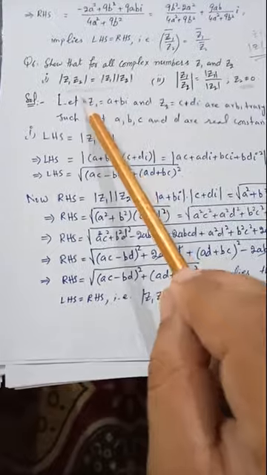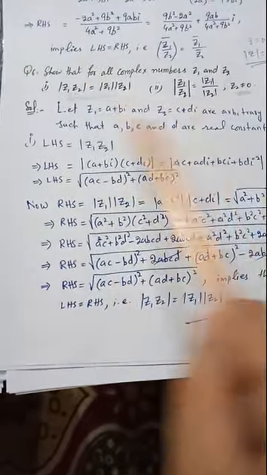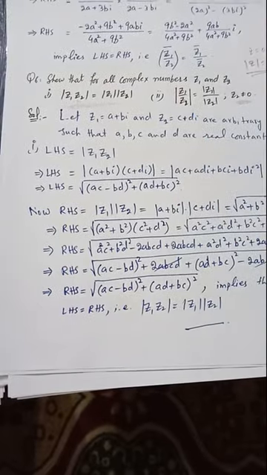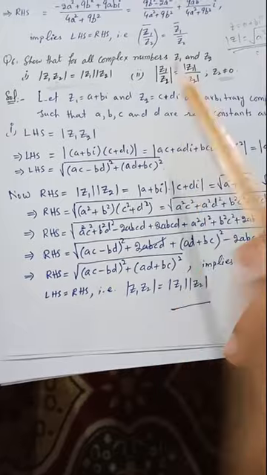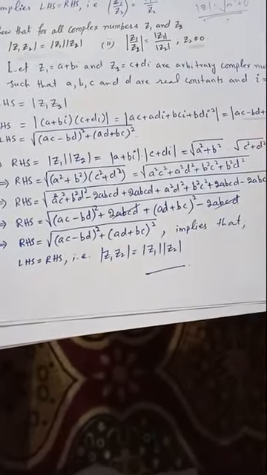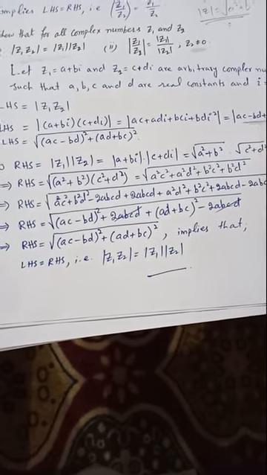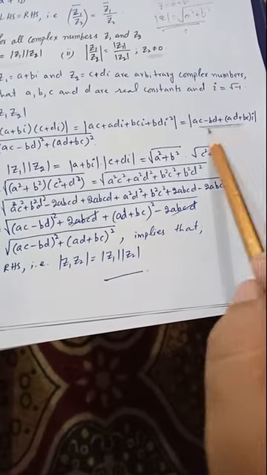So now in this case you see that no specific value of z1 and no specific value of z2 is given, so that's why I consider z1 is equal to a plus b iota and z2 is equal to c plus d iota. So first of all multiply these two. This is the multiplication.